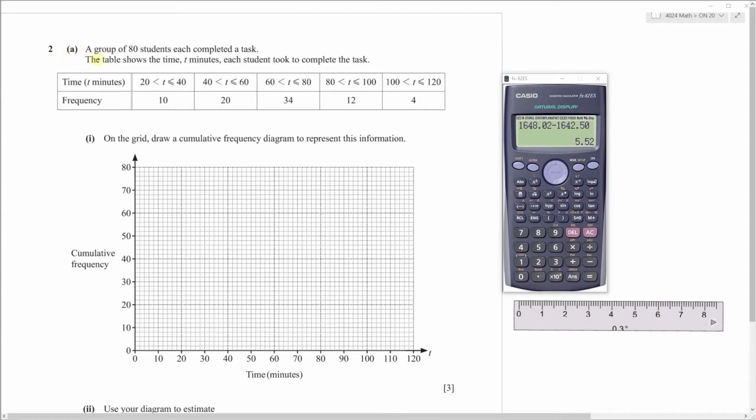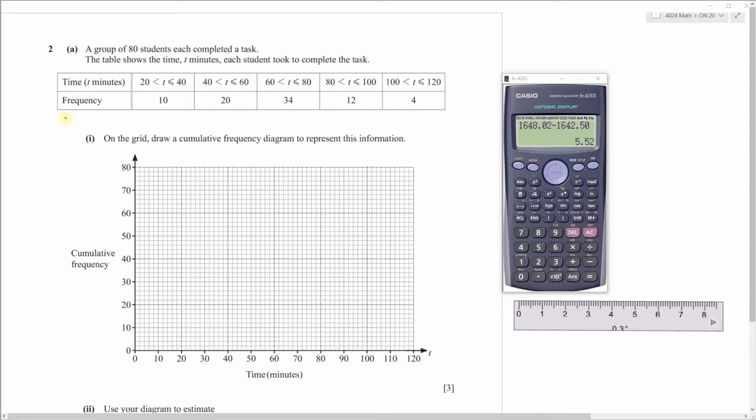Question number 2, part A is a group of 80 students each completed a task. The table shows the time, T minutes each student took to complete the task. So 10 students took between 20 to 40 minutes, 20 students took between 40 to 60, and so on. On the grid, draw the cumulative frequency diagram to represent this information. So I have the frequency.